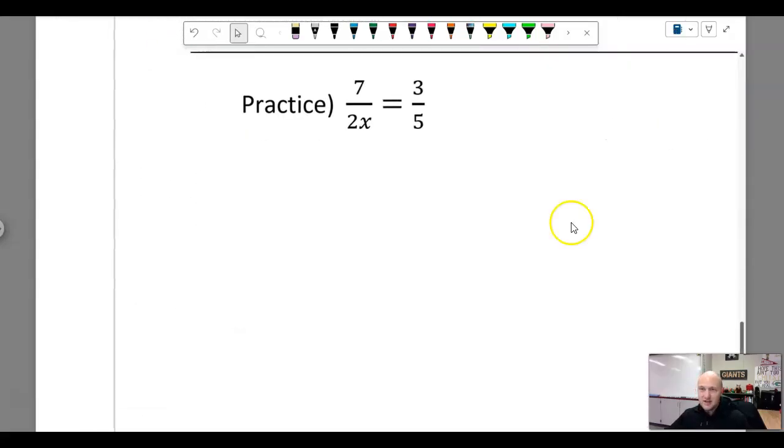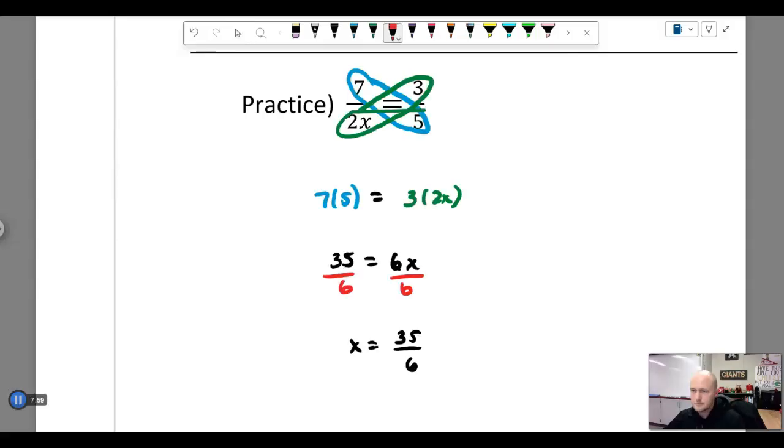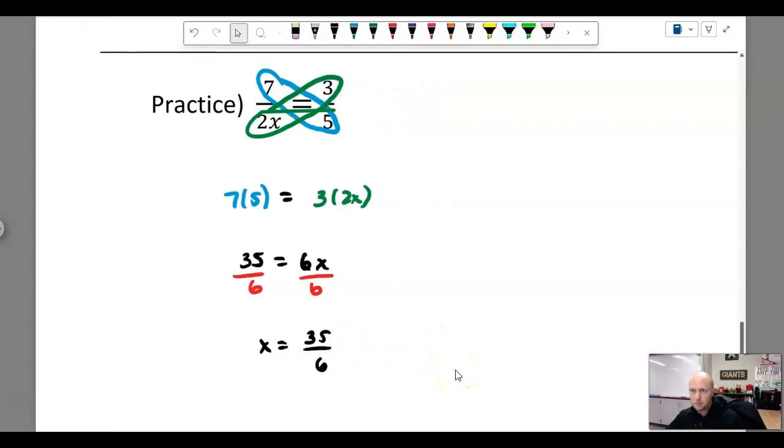All right. Hey, go ahead, try this one. I won't harass you too much. Try this one, check your work. Okay, hopefully you got 35 over 6. Cross multiply, 7 times 5, 35. 2x times 3, 6x. Divide by the 6 to isolate your x, and you get 35 over 6. Did you get it? Good job, proud of you.